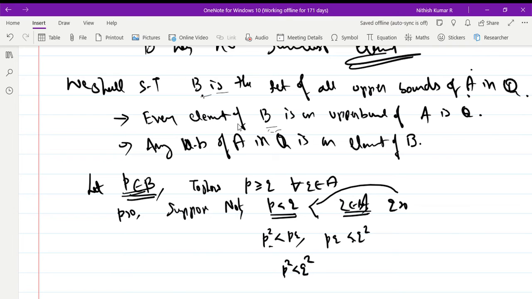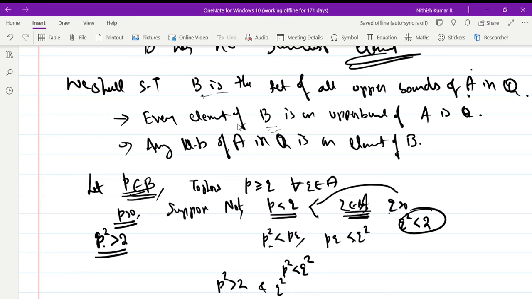But q is an element in A implies q square is less than 2, and P is an element in B implies P square is greater than 2. Combining these, we get q square is less than P square. But here we have P square is less than q square, and here q square is less than P square.